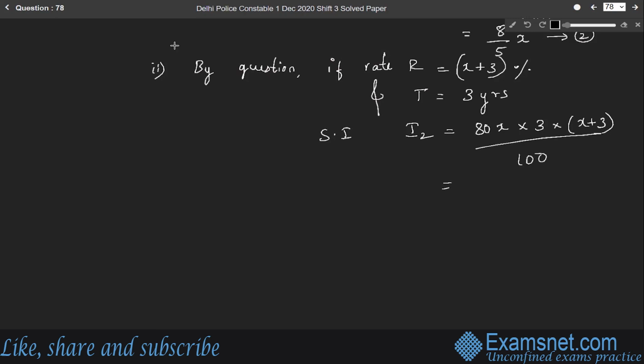Yes, simplify it. I2 becomes again 8x by 10 into 3 into x plus 3. So it becomes 8 into 3, 24 by 10, or you can write it as 12 by 5 x into x plus 3. So consider this as 3.